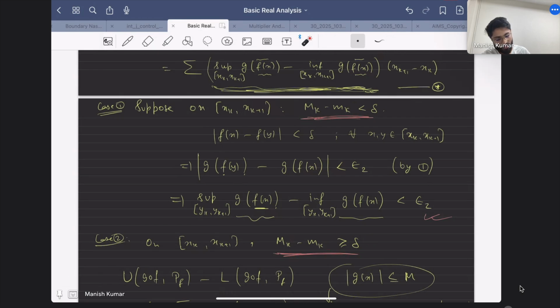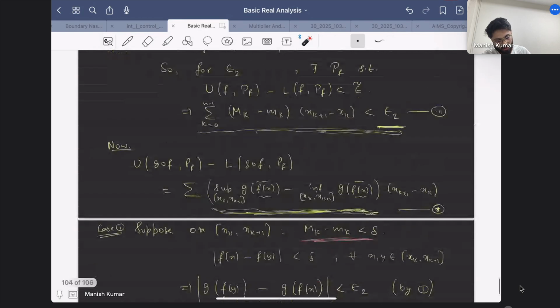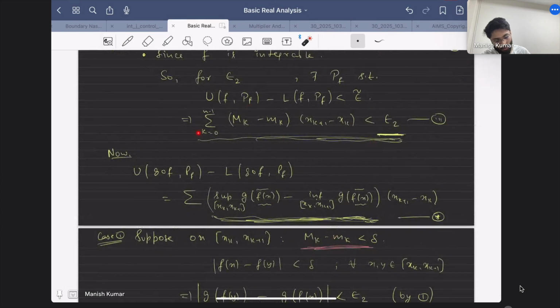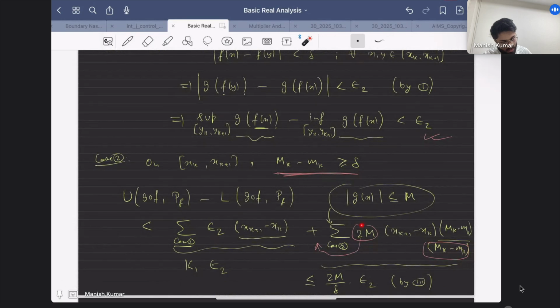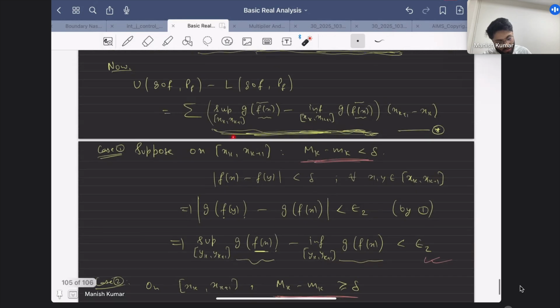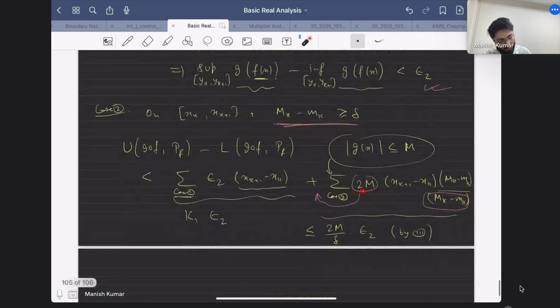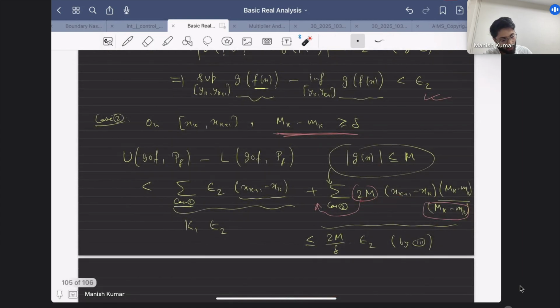Okay, and what I did is I just wrote epsilon 2. I know this is a bounded quantity, so I bounded it by 2M just because g is bounded, and then this thing was there. Now I multiplied and divided it by this. Yes, sir. Now it is clear, sir. This is greater than or equal to delta, so I have this lower bound, upper bound, and hence it's done. So now you can choose epsilon 2 and epsilon 1 accordingly. Okay, so that's how you can do it.